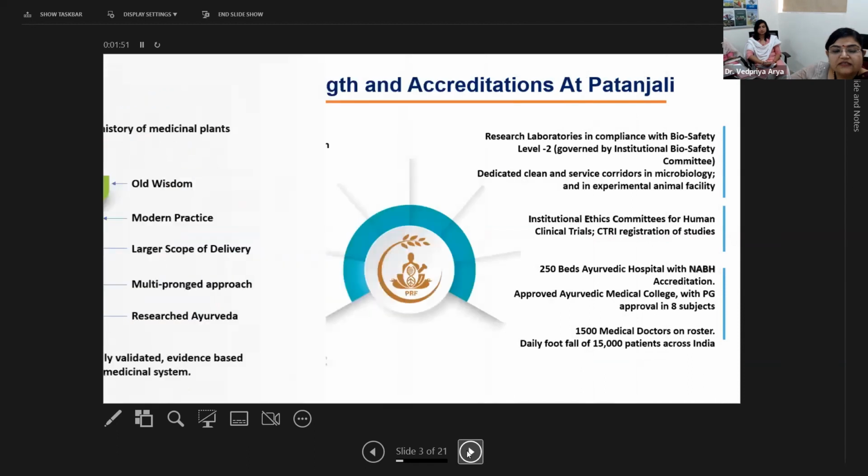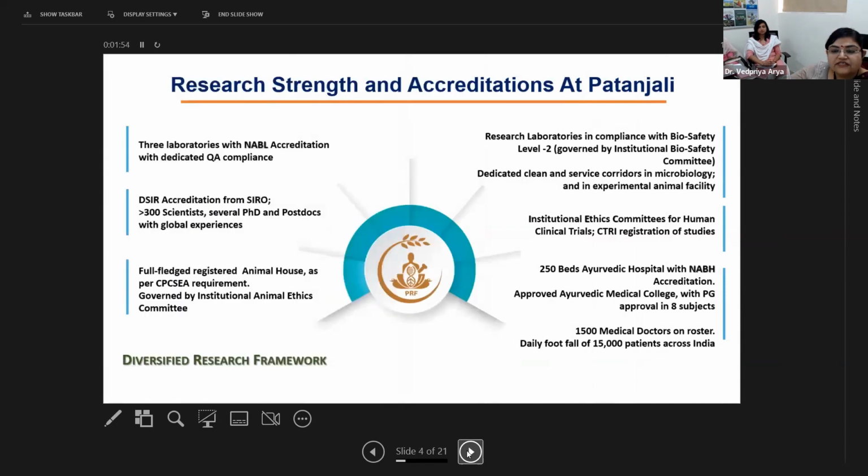You can see this is the research strength and accreditations at Patanjali. We have biosafety level 2 research laboratories, NABL accredited and QA compliance laboratories, DSIR certifications. We are following the CPCSEA guidelines, and we have a 250-bed Ayurvedic hospital, which is NABH accredited, and 15,000 medical doctors on roster, and a daily footfall of about 15,000 patients across India. Well, this is the research strength and accreditations.